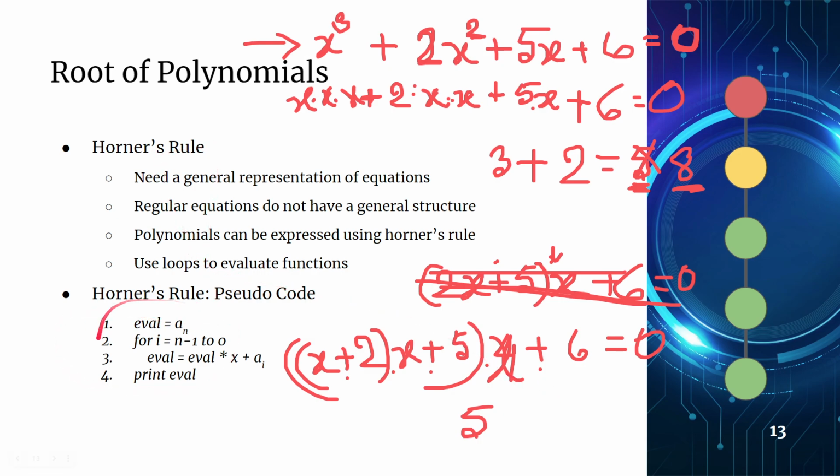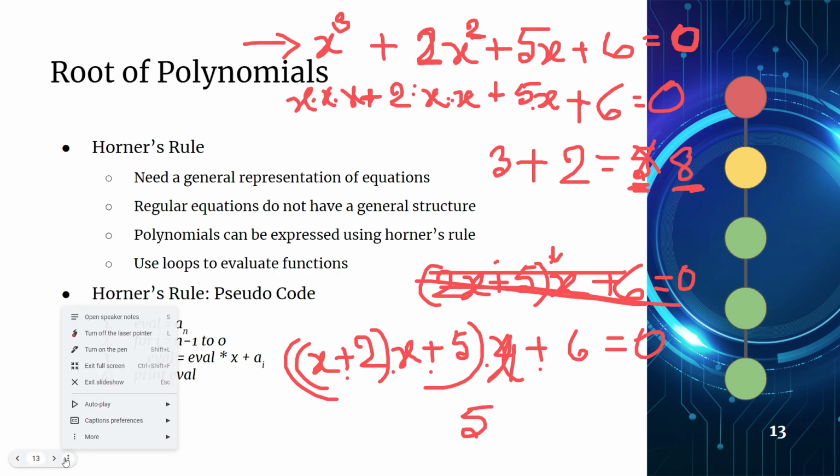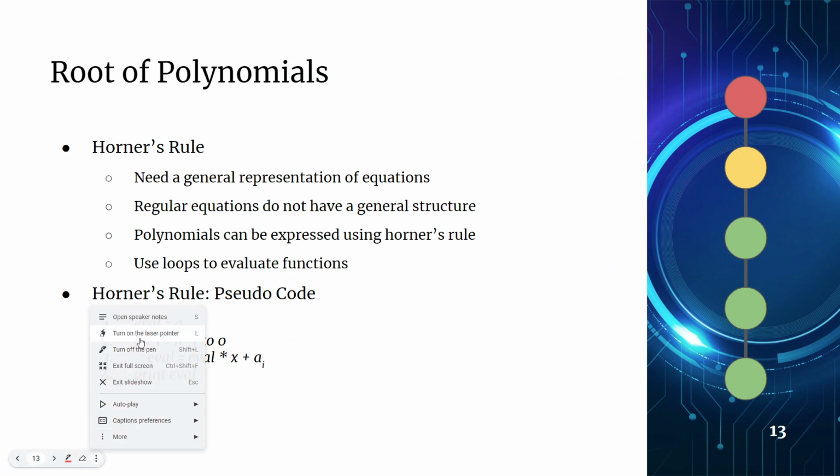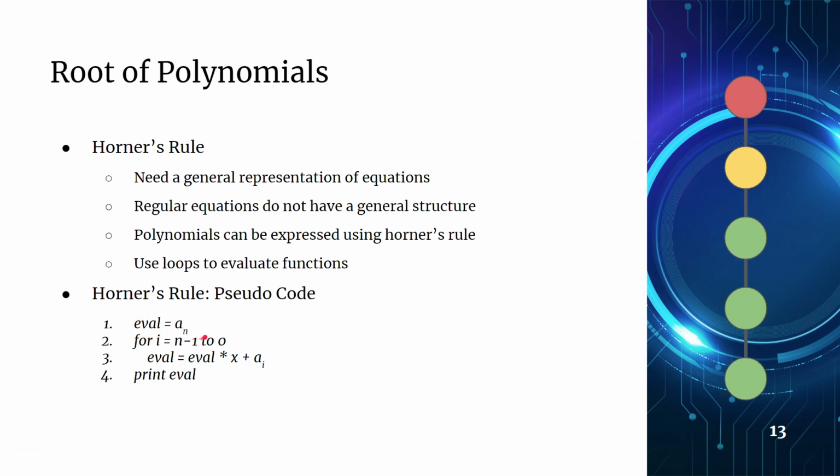Over here we have written the Horner's rule pseudocode, and hopefully we will try seeing this code in action as well sometime soon. But this is the pseudocode of how Horner's rule can be used to calculate the answer.